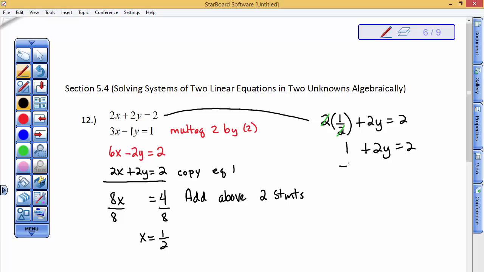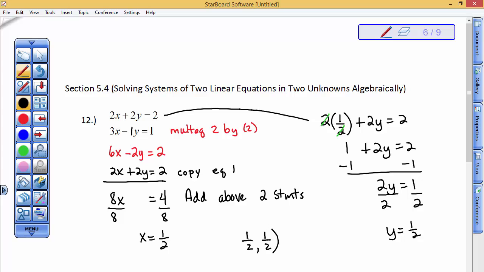And I'll subtract 1 from both sides. And 2y equals 2 and a negative 1 add to be 1. And now I'll divide both sides by 2. Wow, so x is 1/2 and y is 1/2 in this problem.